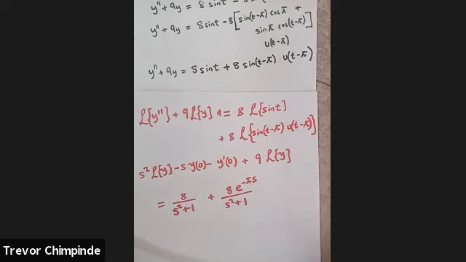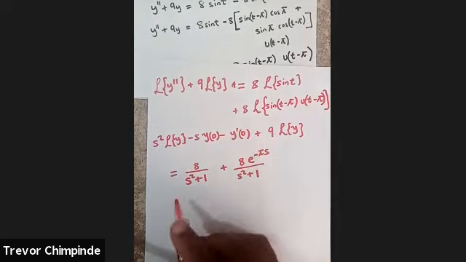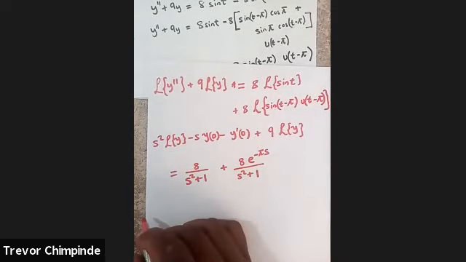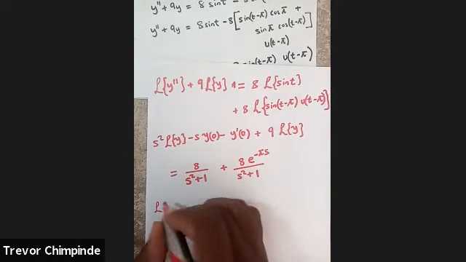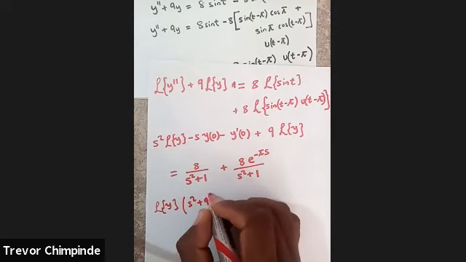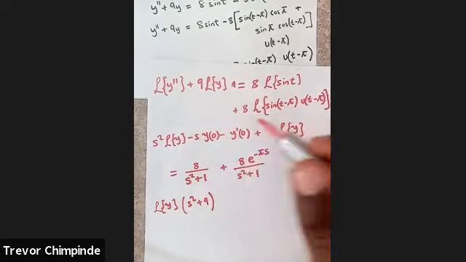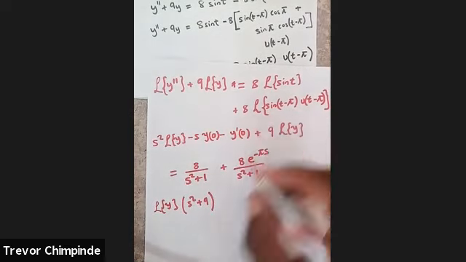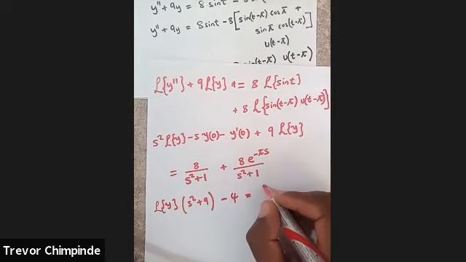Okay, so this is fine. We can even factorize the Laplace of y. So what we have is Laplace of y times s squared plus 9. y of 0 is 0, so this term will fall out. y prime of 0 was 4, so this should be minus 4, is equal to 8.